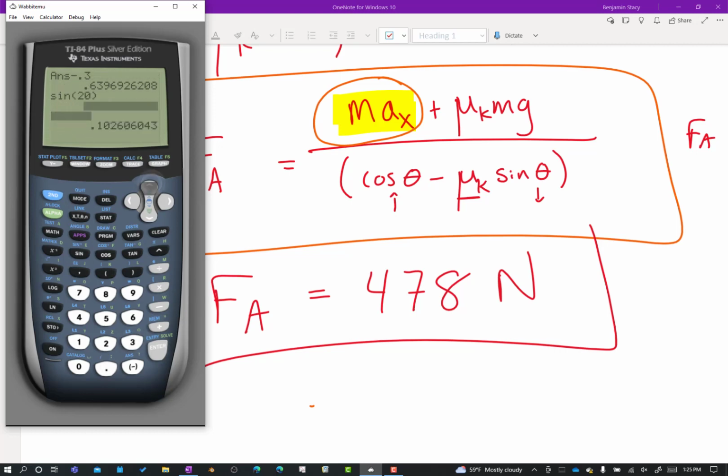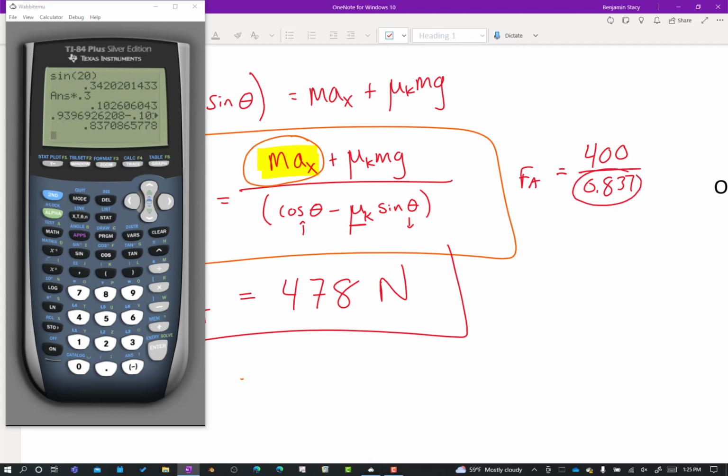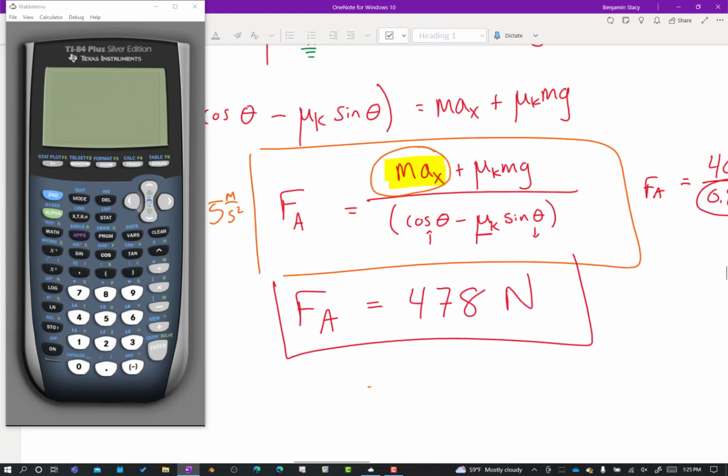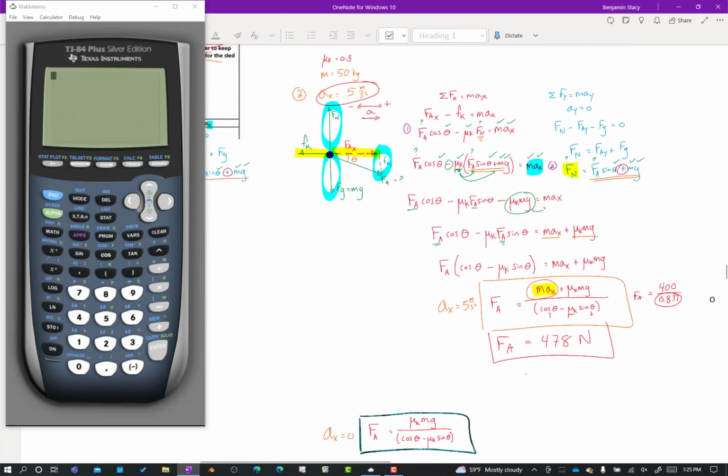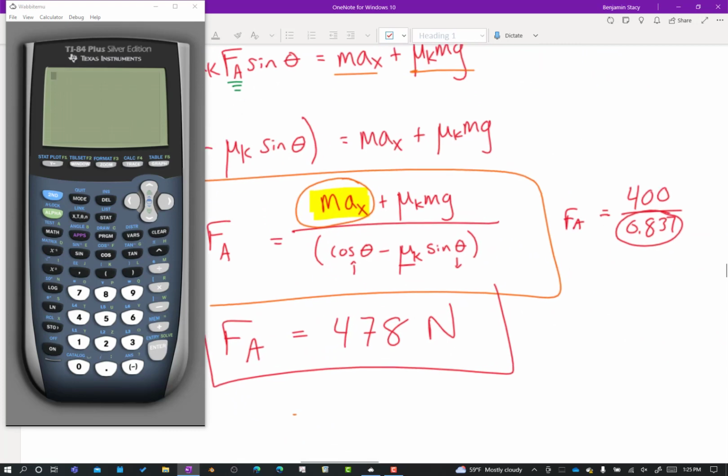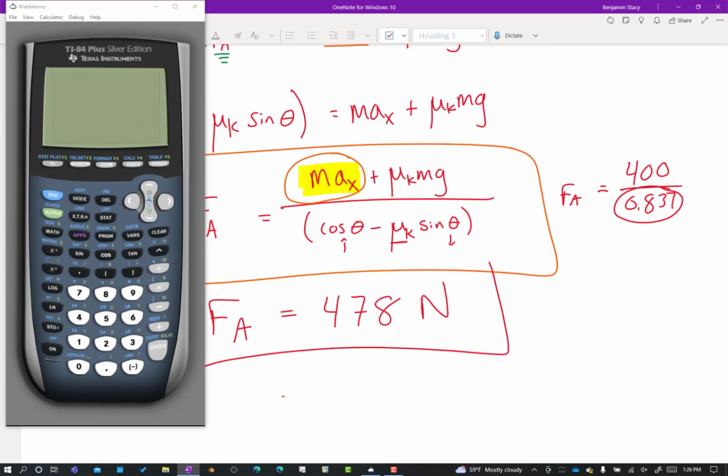Okay, this is making sense. So if we go back, cosine 20 is the big value right here. This guy minus 0.1 means I should have around 0.83, 0.837. What did I get? I got 0.837. Okay, so that's making sense up there. And then up top, what was our mass of this thing? I keep forgetting. 50 times 5. Okay, that's a pretty easy one. Plus a fraction of 50 times 5. So this is 50 times 10 because it's a little g. And then we've got 50 times 5.